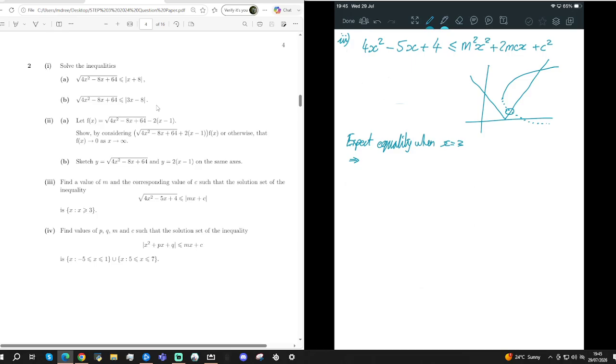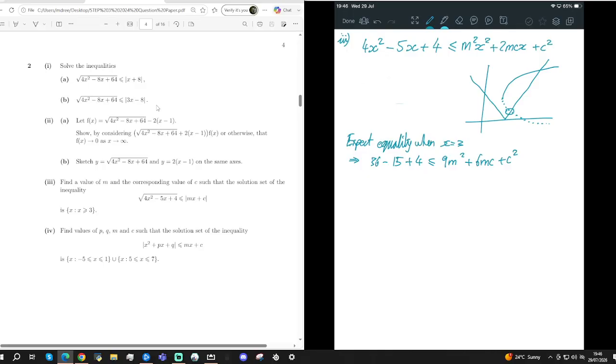So if I sub 3 in, that's going to be 4 times 3 squared, so that's 36, minus 15, plus 4, is less than or equal to 9m squared plus 6mc plus c squared. This is going to be a little awkward to try and get a solution out of this because I've got two unknowns.